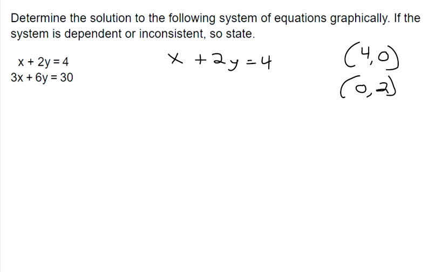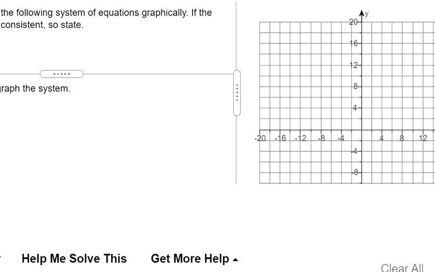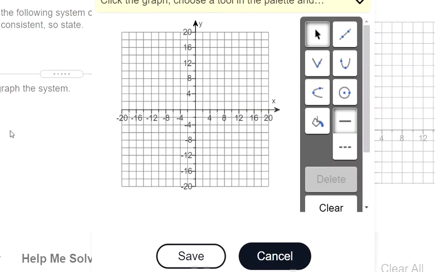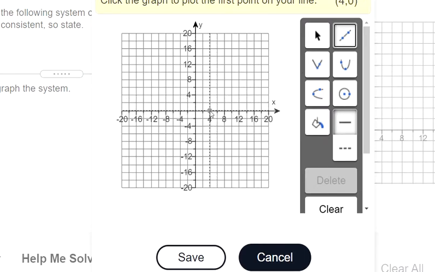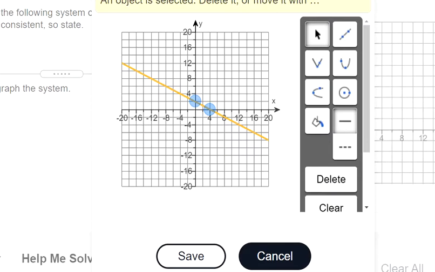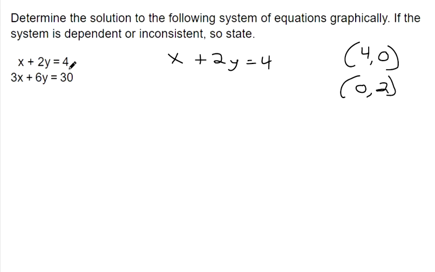Let's go graph that in my math app. 4, 0 and 0, 2. Let me put points. Okay, we said 4, 0, and then 0, there's 4, 0, 4 on the x, 0 on the y, and here's 0, 2. That's the first line. So let's go do the same thing with the second line, this one right here.